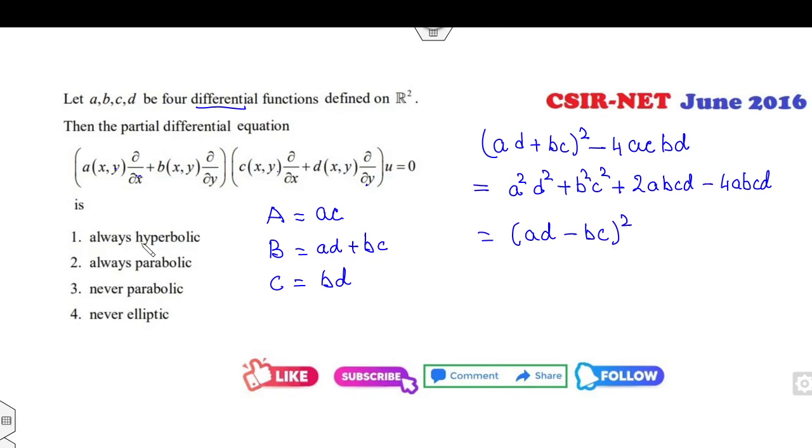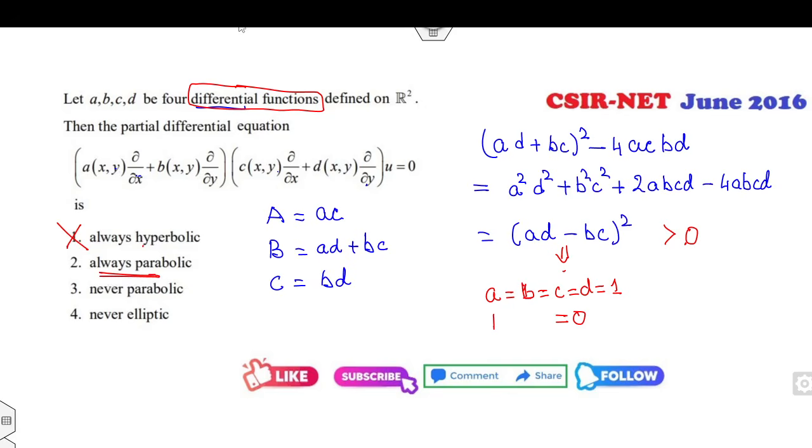Then is it always hyperbolic? Can it always be greater than 0? Not possible, because they are any differentiable function. If I choose A, B, C, D as 1, then this value will be 0. Once it's 0, is it always hyperbolic? No. Because if you choose all the values as 1, then it will be parabolic.